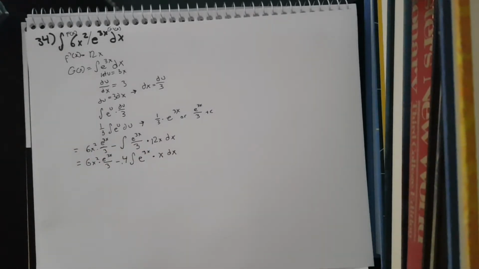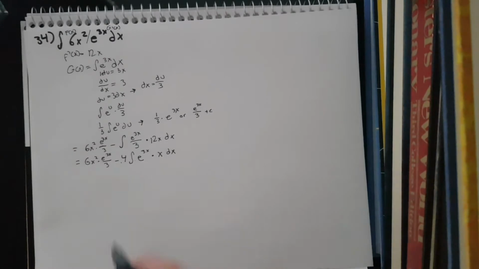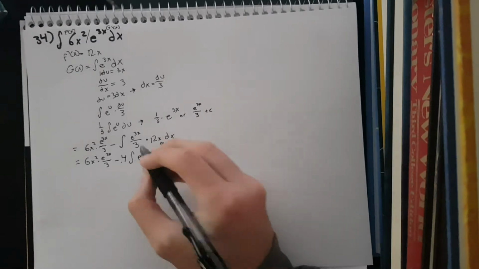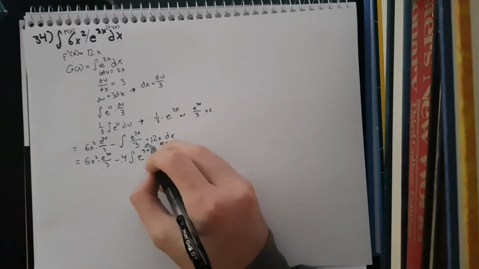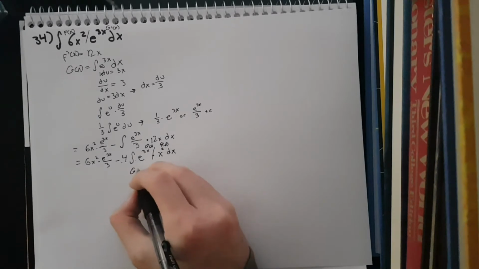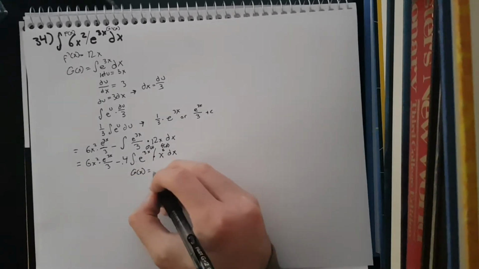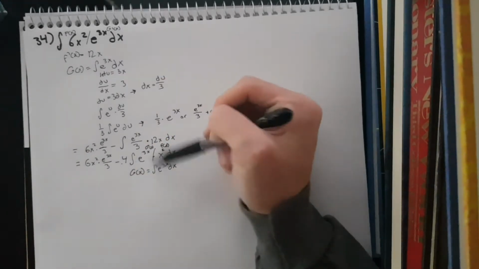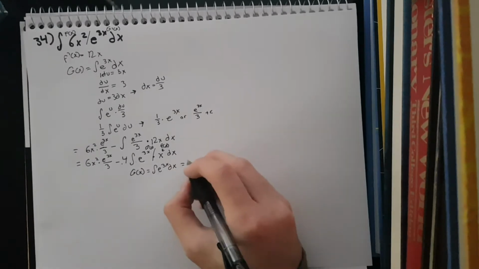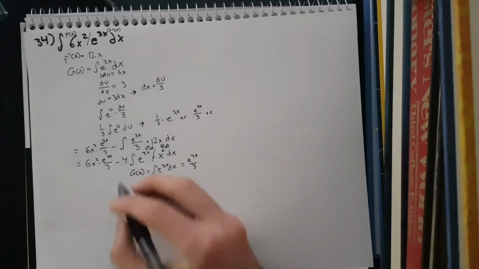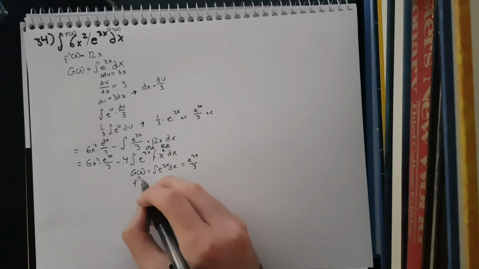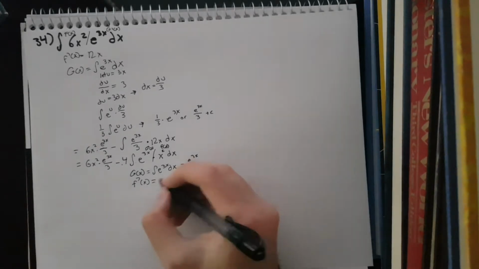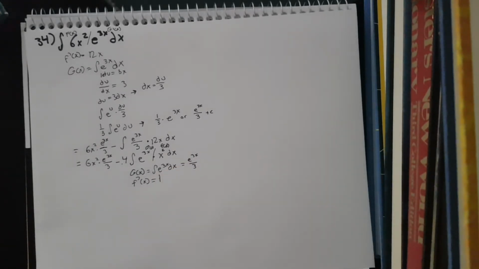Alright, so now we integrate by parts again. We can assign f of x to the monomial, which is x, and then this is going to be g prime of x. So g of x would just equal the integral of e to the 3x, which, as we saw here, is e to the 3x over 3. And then f prime of x would equal 1, pretty much.